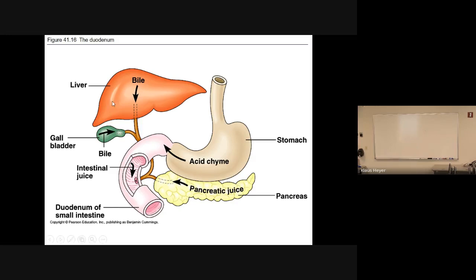If you look up here, your liver and gallbladder, they're both saying bile. Bile breaks big fat drops into smaller fat drops. Your liver is the only thing making bile, not your gallbladder. Your gallbladder just holds on to extra bile, like a little bile sac. Bile comes down here and breaks the fat droplets small enough so that the enzyme can work on them.